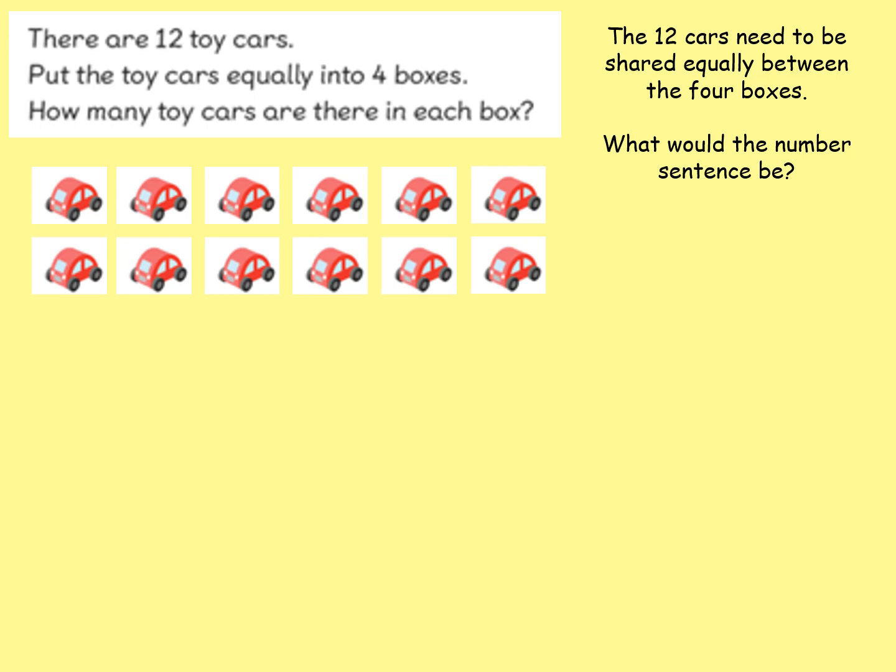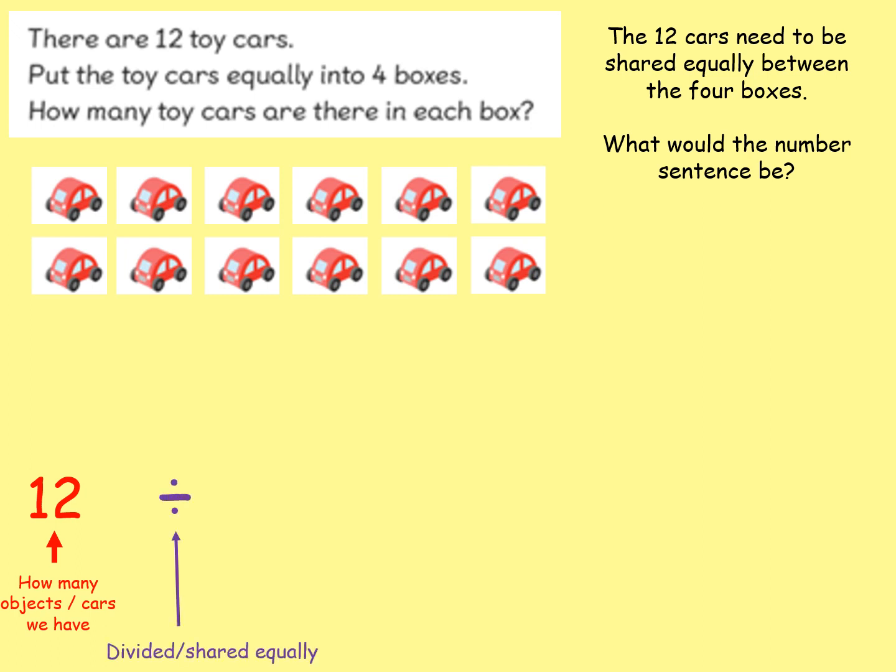Okay, guys, so what do you think the first number in our number sentence will be? In a division number sentence, what number comes first? Yes, it's the number of things that we have. How many things do we have? Yes, we have 12. We've got 12 objects. We've got 12 cars. That's what we have.